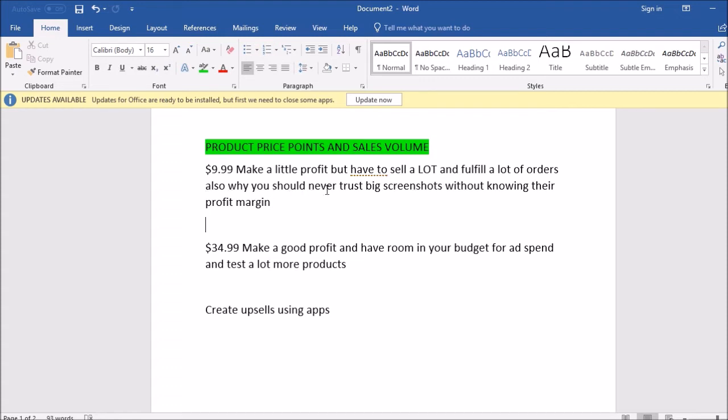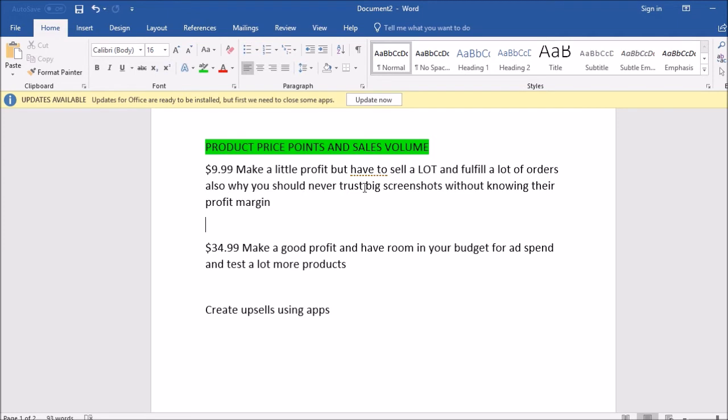Another thing I wrote here, because this is actually quite funny. This is why you should never trust big screenshots without knowing their profit margin. So you'll see guys posting in groups and on the internet, etc., and they'll have these huge screenshots of money, and they'll cross out the order number. That's usually because they've probably done a free-plus-shipping campaign, but they're only making a couple of dollars out of that, but they're fulfilling a lot of orders. So that's why you shouldn't trust that. They're probably just scraping by with their Facebook ads and things like that. So I never trust those sorts of screenshots.